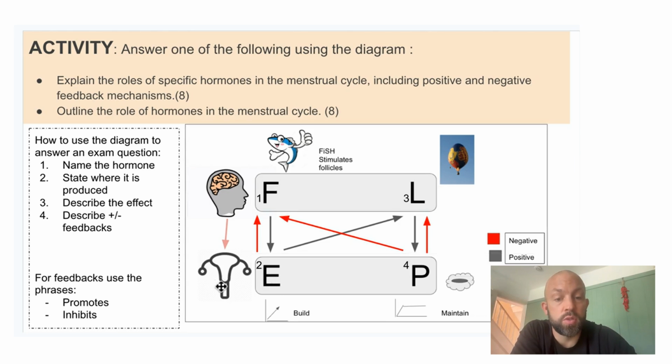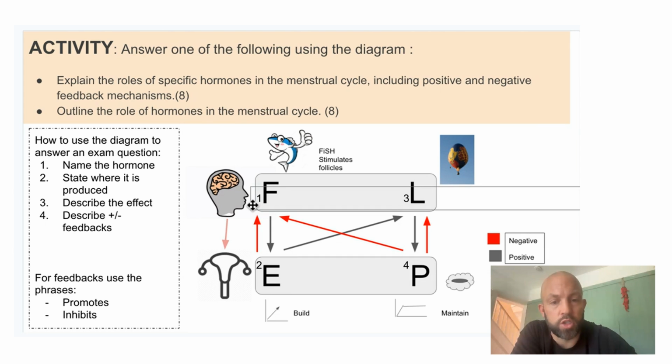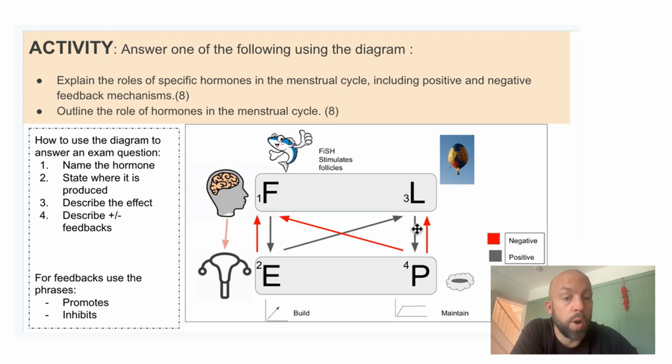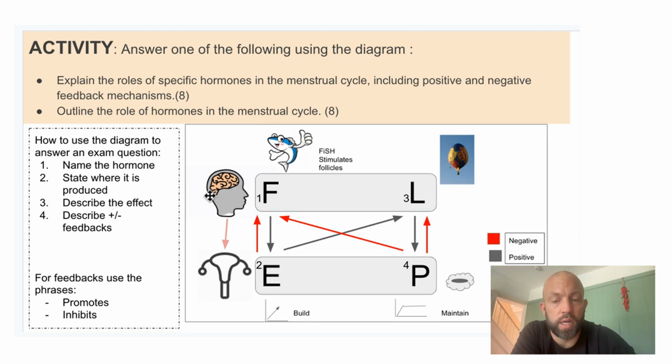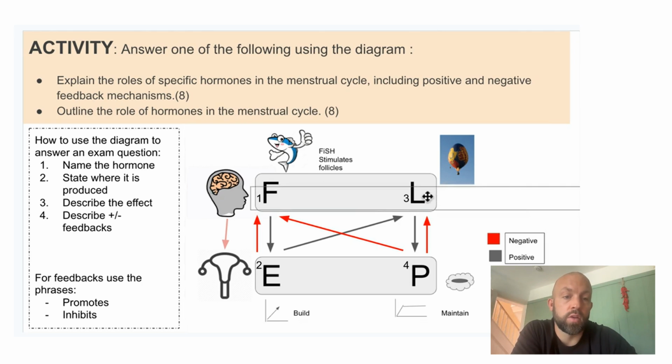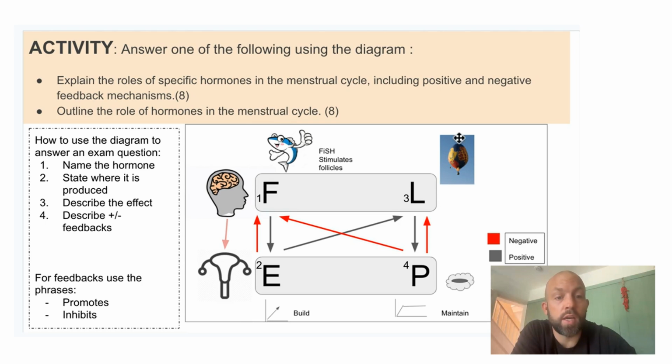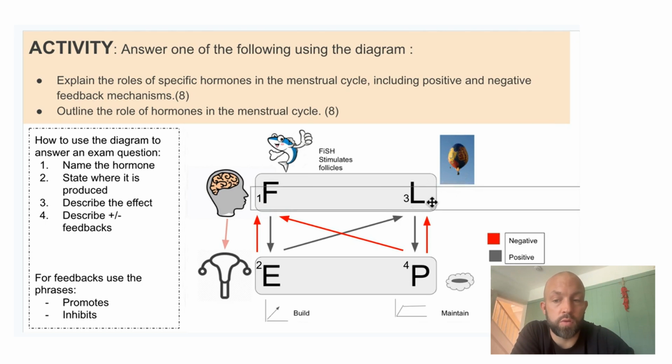So estrogen is produced in the ovary and it builds up the uterus lining, inhibits the production of FSH, and then promotes the production of LH. So LH, or luteinizing hormone, is easy to write, FSH or LH. LH is produced in the pituitary gland. It causes the release of an egg around day 14 when the levels are high.